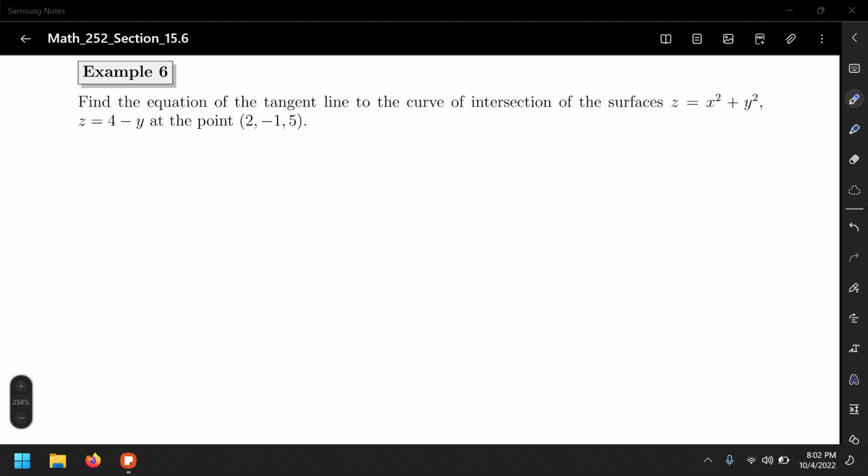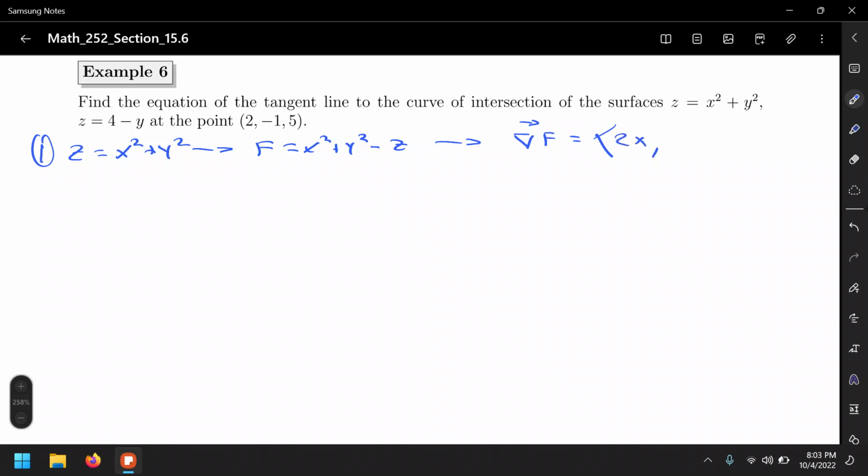So number one, what do we have? Let's actually treat everything as implicit functions. So number one, z equals x squared plus y squared. That's the same as saying big F equals x squared plus y squared minus z. And if we find the gradient, this will be 2x, 2y, and -1, because the derivative of negative z is just -1.